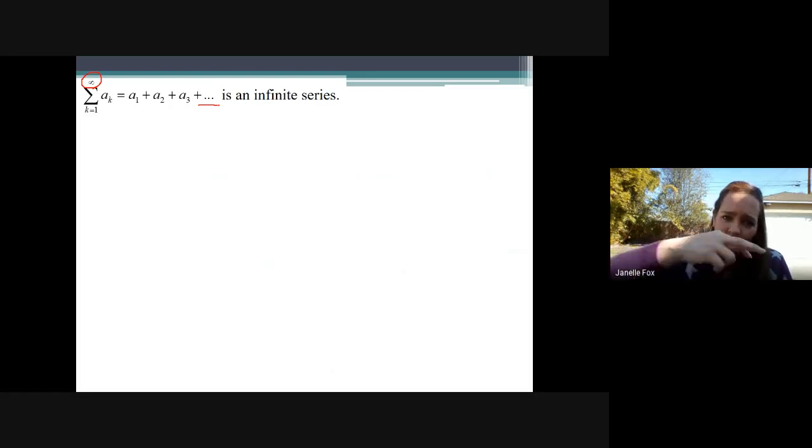Okay. This guy right here is called an infinite series. Okay, now how did I know that it was an infinite series? There are 2 hints to this. One of the hints is that this up here has an infinity, and then also right here it says plus... So we know that this baby is going on like forever, okay? So this is an infinite series.